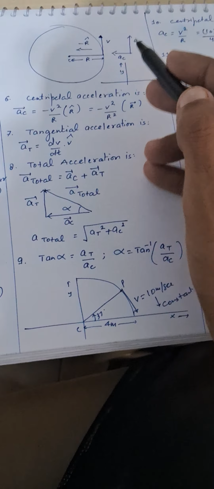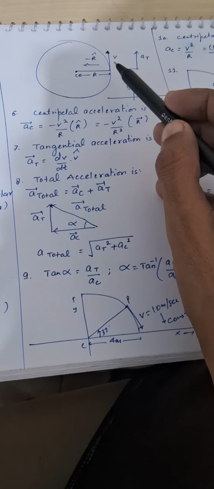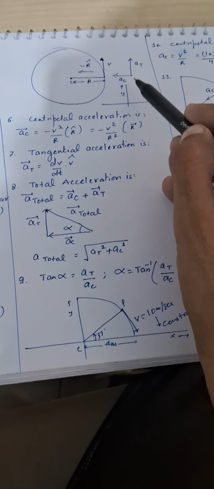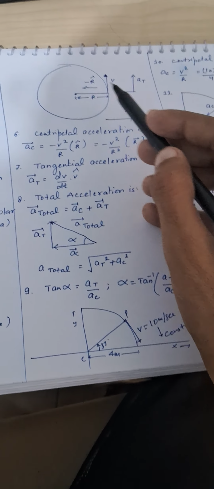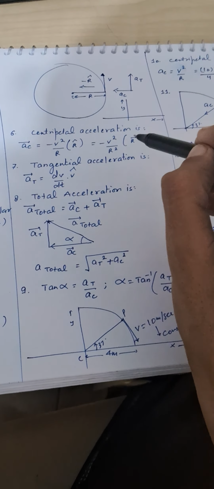Next one, now we have a vector problem. Suppose this is the xy plane. There is a particle moving with a speed v. This is the direction of centripetal acceleration. This is the tangential acceleration. We assume that its speed is increasing, so that velocity and tangential acceleration are parallel. Now the question is: centripetal acceleration is?